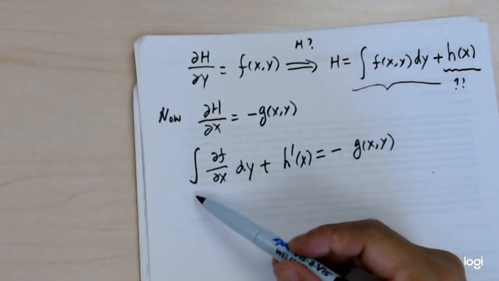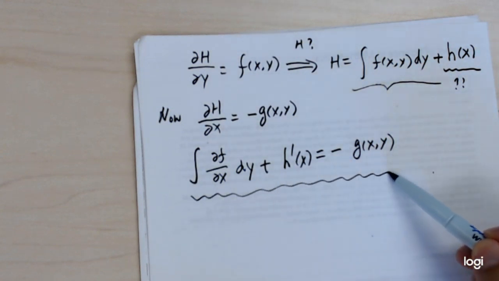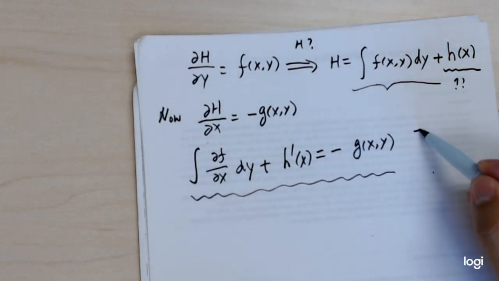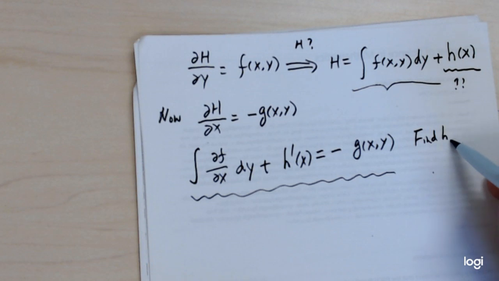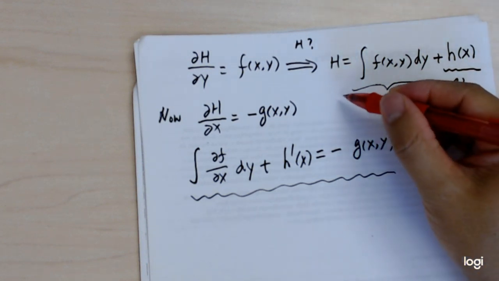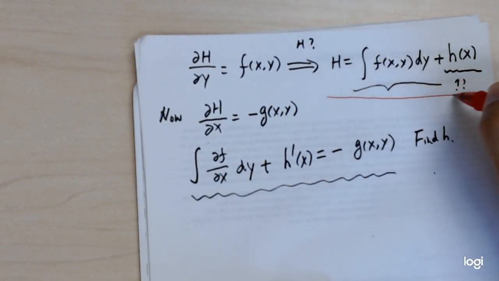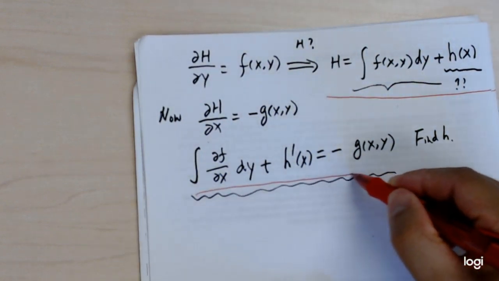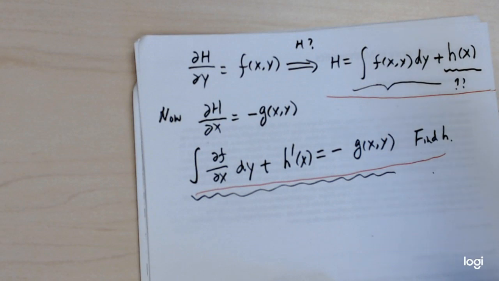So the key here is we're going to use this equation to find out h. Find h. So basically, to figure out h, you've got two steps. That's the first step, and that's the second step. The second step allows you to figure out what h is.